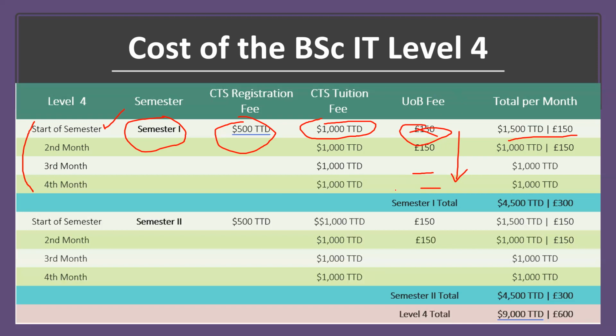And at the end of your first semester, once you follow the payment plan, you will be meeting your end goal, right, of 4,500 TT and £300. And of course, the same structure for semester 1 is duplicated across semester 2. If you follow the structure for both semesters, you will be making your total of 9,000 TT and £600 for both semesters for your entire level 4, right? That we would have calculated previously, right?